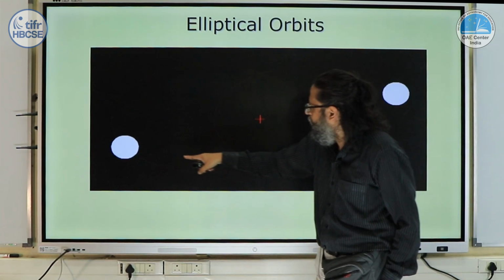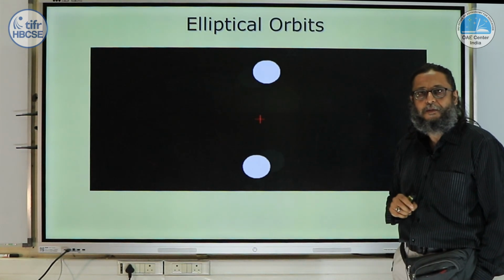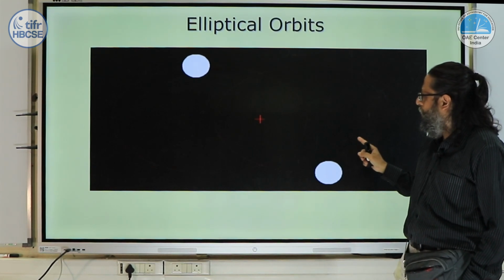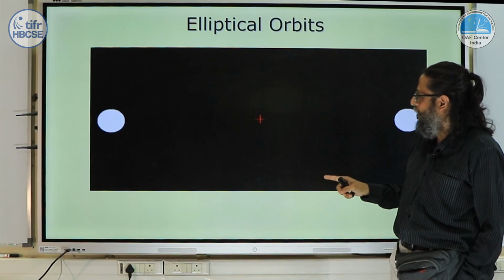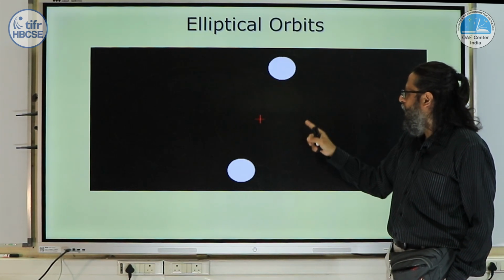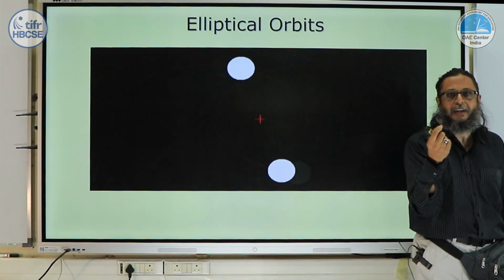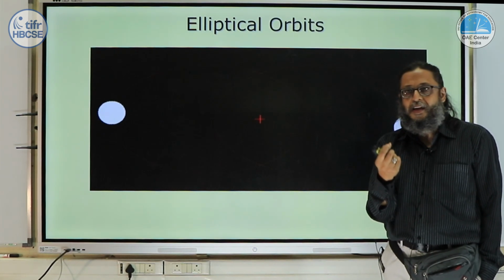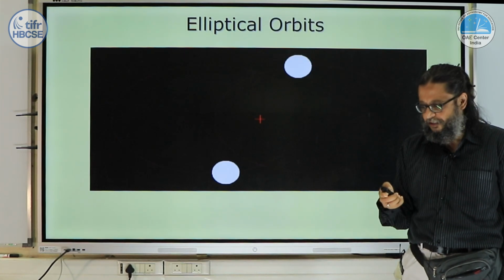For this particular ellipse, it is this focus. For this particular ellipse, it is this focus. And this point at any given time is the center of mass of the whole system, which means that at any given time, if you draw a line to join the two masses, then this point is the center of that line, simply because the two masses are exactly the same. And at any given point of time, these two masses will be diametrically opposite to each other.